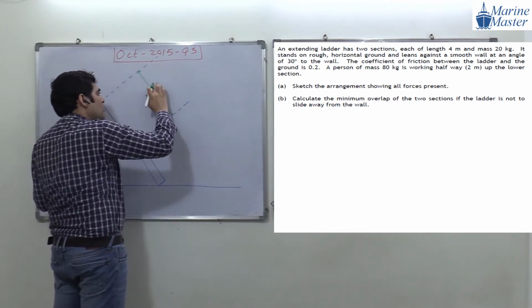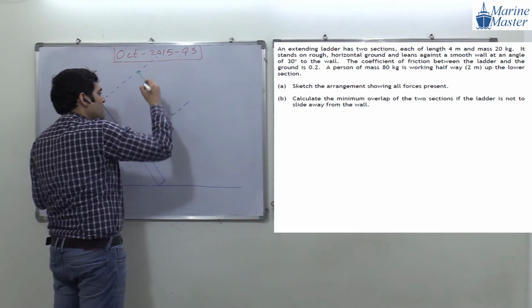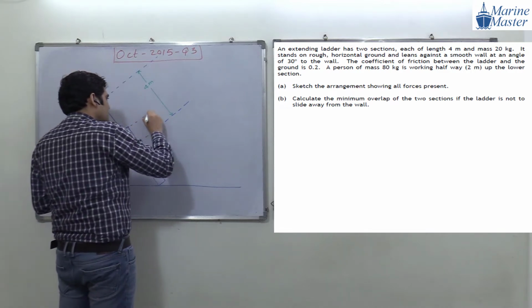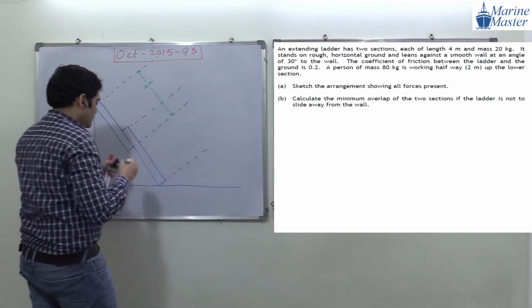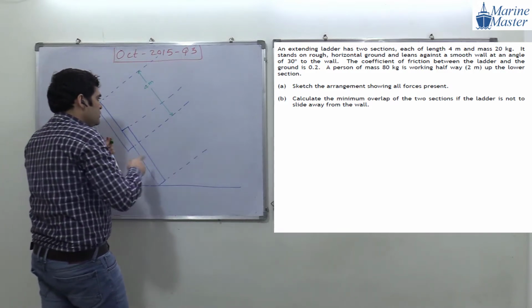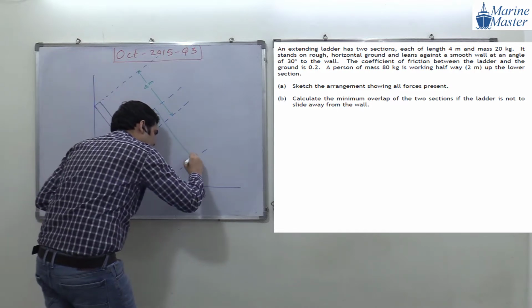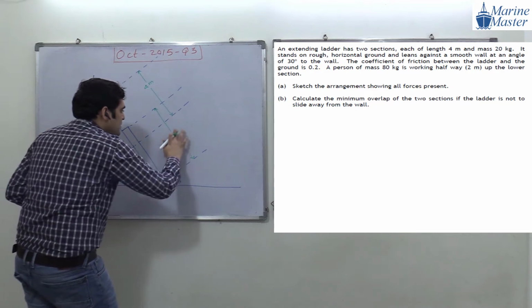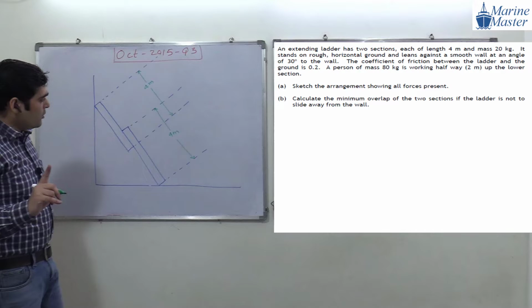This distance will be how much, guys? 4 meter. Okay, observe the scenario here. Then there will be this another section. For this section also, how much will be the length of this section? Observe this drawing. This is also 4 meter.